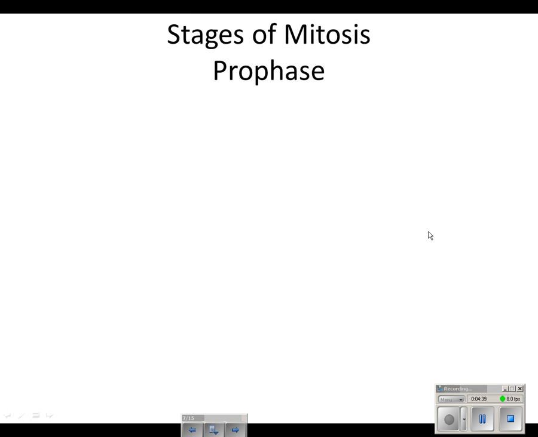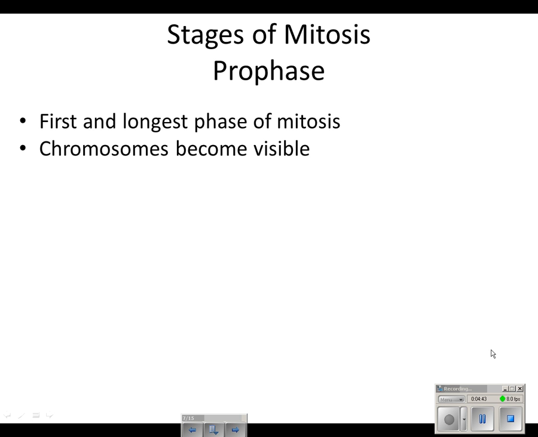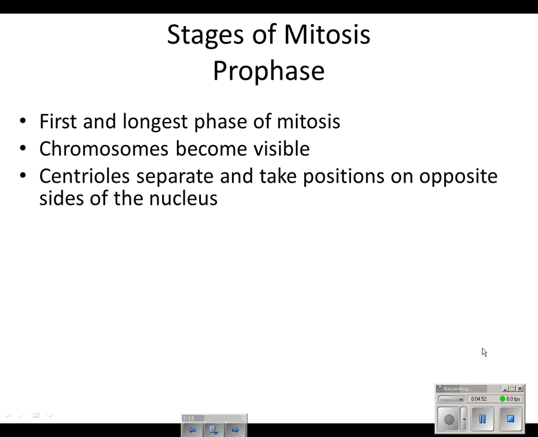So the first stage of mitosis is prophase. It's the first and longest phase of mitosis, and chromosomes are going to become visible. So that means that our chromatids are actually becoming visible. The centrioles are going to separate, and remember that centrioles are only in animal cells, and they're going to take positions on the opposite sides of the nucleus.